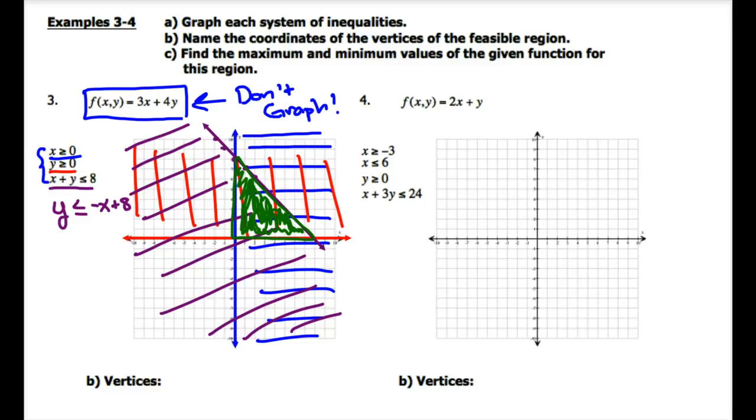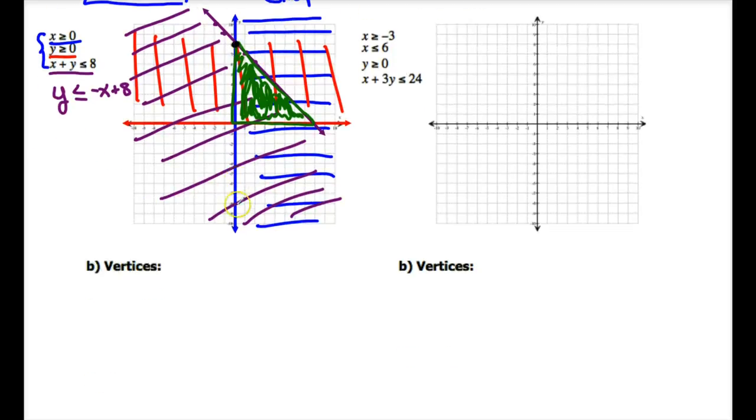Well, one of my vertices is going to be this point right here. That's the point 0, 8. So I'll go ahead and list that. Another one is down here at the origin, so 0, 0. And my third is this point over here at 8, 0.